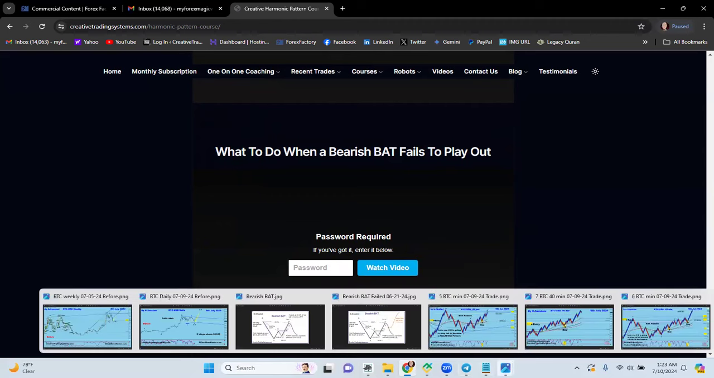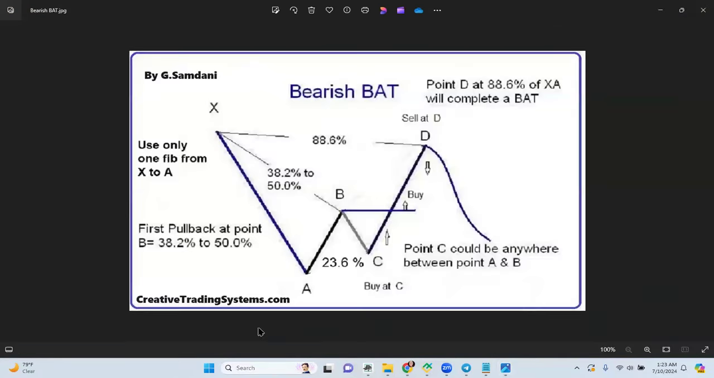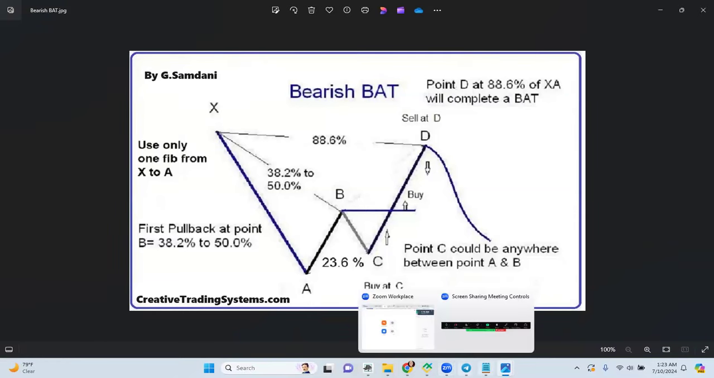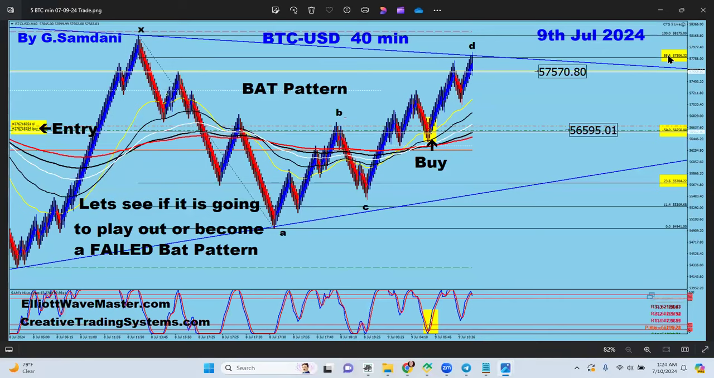So what happened here? Let's take a look at this trade that I took. See this 40-minute chart? X, A, B at 50%. C came down to 23%, exactly like the diagram here. 50, 23, and then it goes to 88. So what happened here? It went to 88.